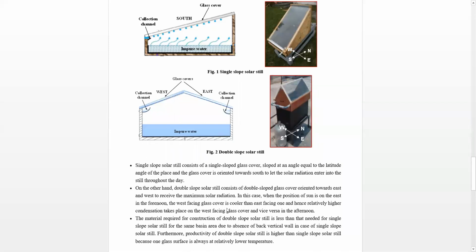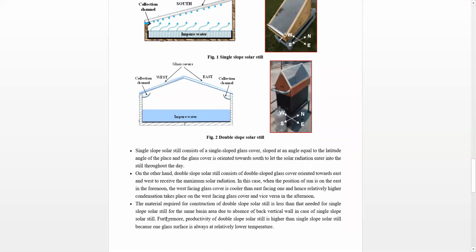So again, read out the second bullet point. On the other hand, double glass still, consider a double slope solar still oriented towards east and west to receive the maximum solar radiation. In this case, when the position of the sun is in the east in the forenoon, the west facing glass cover is cooler than the east facing one, and hence relatively higher condensation takes place on the west facing glass cover. So this is what I explained just now, and vice versa in the afternoon, right?